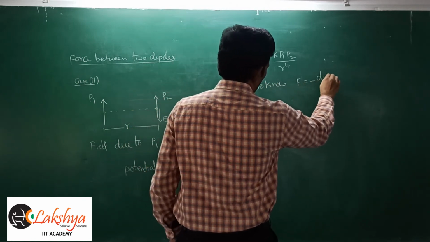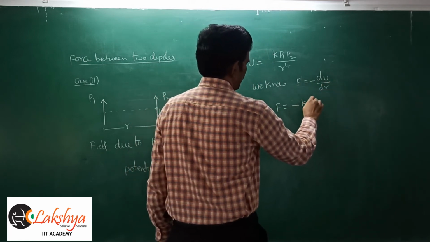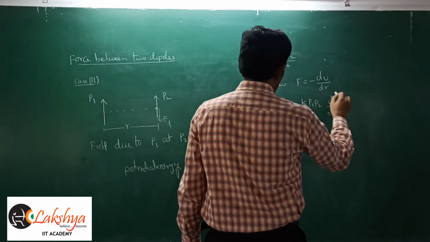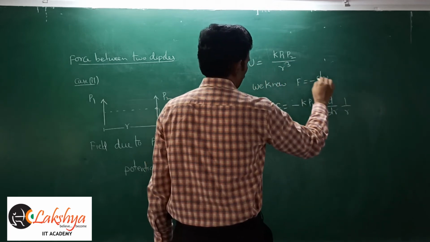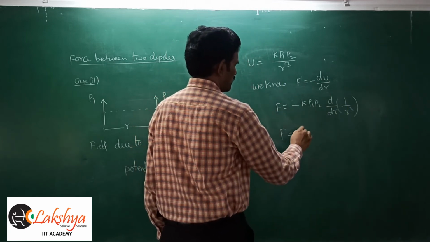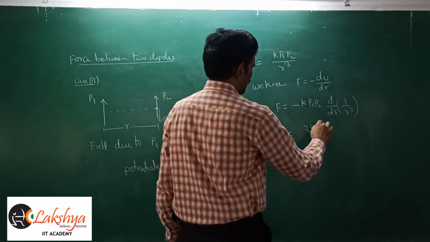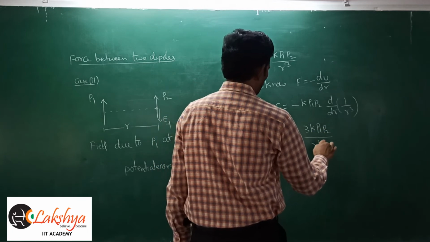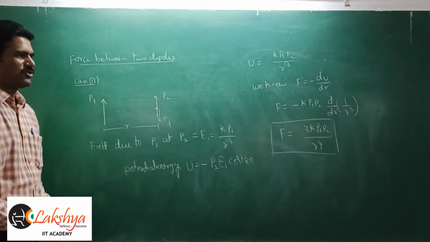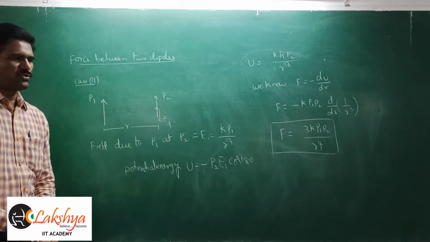So again we know the relation between force and potential. F is equal to minus dU by dr. So F is equal to minus k P1 P2 into d by dr of 1 by r cube. So r cube we need to write. Therefore there again minus 3 you will get. So it will become plus, because here this minus is there already. So F is equal to 3k P1 P2 by r power 4 units. So this is the force between the two dipoles when the dipoles are placed parallel to each other. Here the force is positive finally.